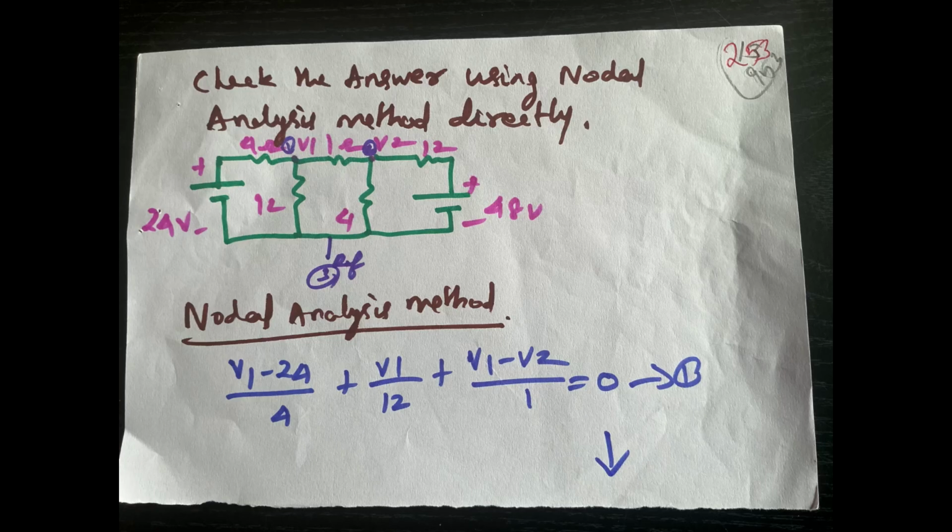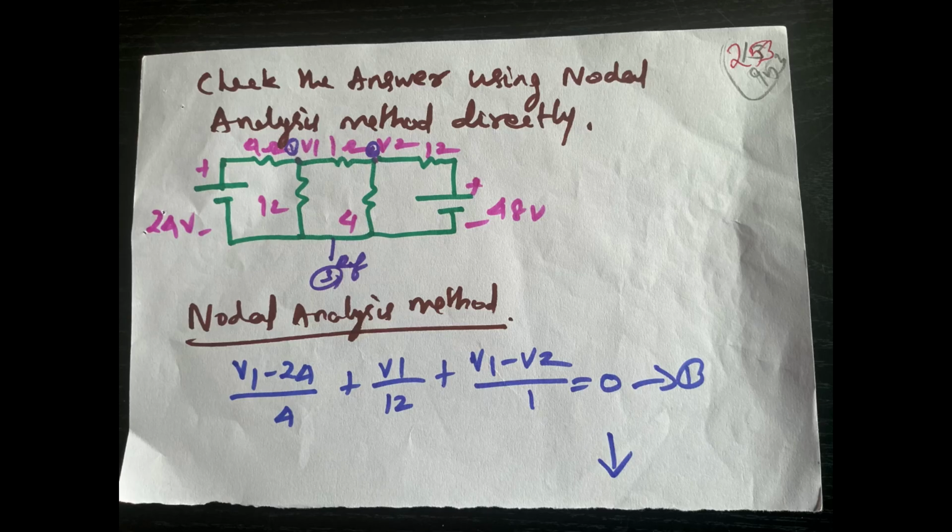Now form the nodal equations. For the 4 ohm resistance, the current is (V1 minus 24 volt) divided by 4, and for the 12 ohm resistance the voltage is V1 divided by 12. The 1 ohm resistance depends on the voltages V1 and V2, in the opposite direction: (V1 minus V2) divided by 1. In this way we form the first equation. Equations 1 and 2 are formed according to KCL and Ohm's law, where Ohm's law changes into V equals I times R.